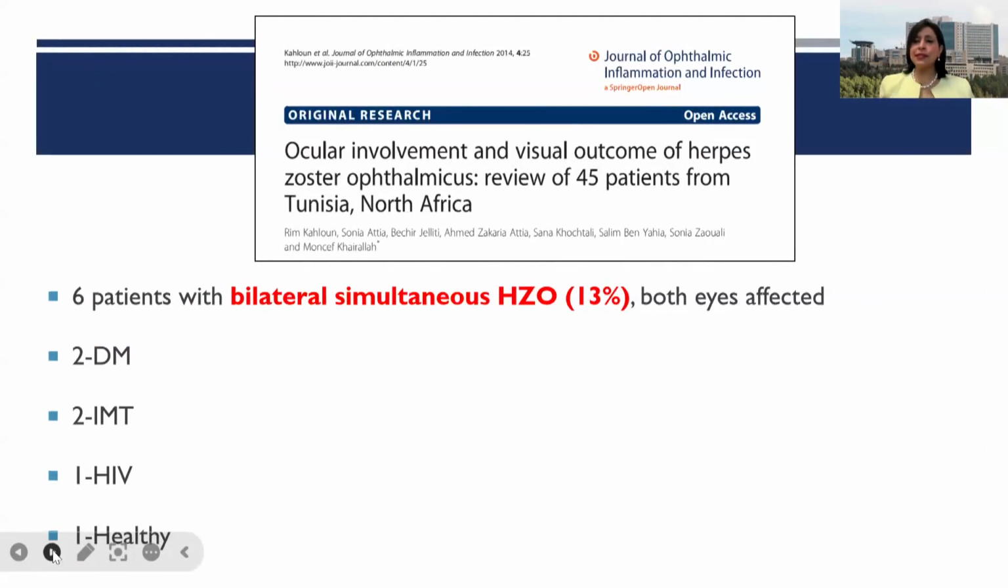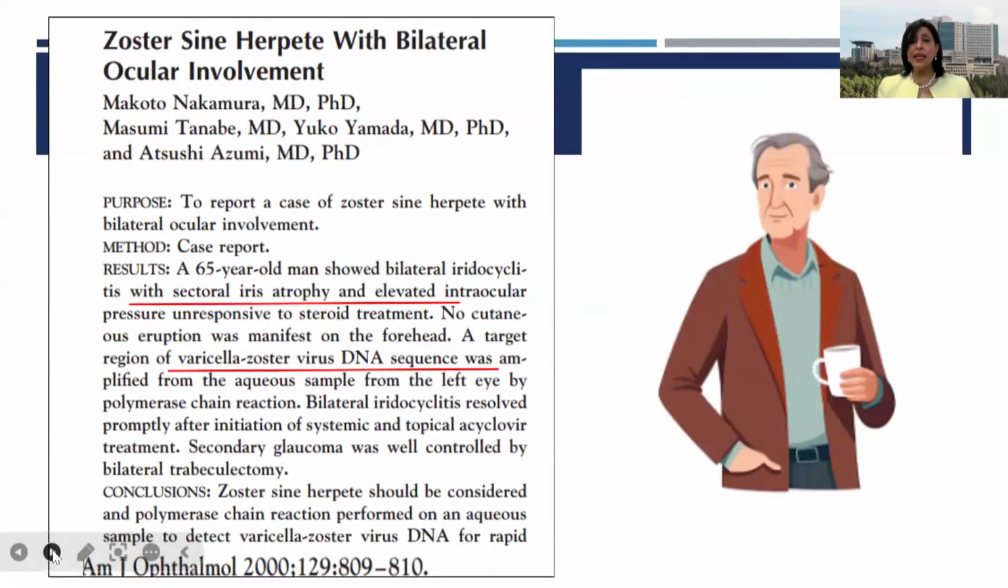So when we have such a presentation with a patient having bilateral anterior uveitis and bilateral herpes zoster ophthalmicus, it is straightforward to make the diagnosis. However, it is much more challenging if the patient has bilateral hypertensive anterior uveitis without the classic skin eruption, as in this publication of a 65-year-old man, and the diagnosis was eventually made by detecting the VZV DNA in the aqueous by PCR.